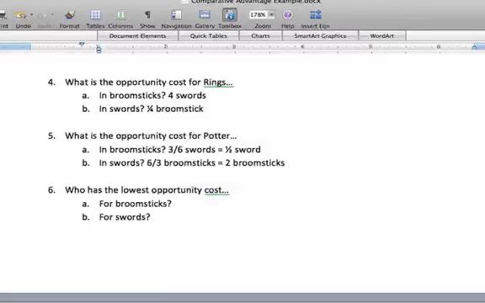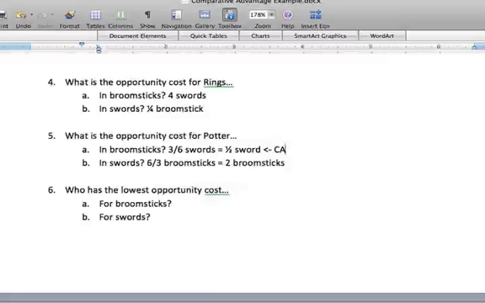To determine who has the comparative advantage, we have to look at who has the lowest opportunity cost. When it comes to making broomsticks, Rings has an opportunity cost of 4 swords, and Potter has an opportunity cost of 1/4 of a sword. So Potter has the lowest opportunity cost in making broomsticks, and therefore they have the comparative advantage.